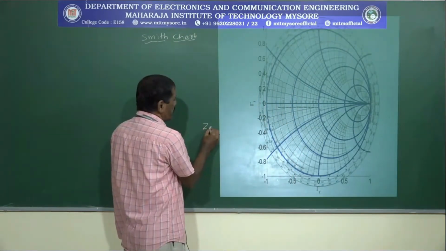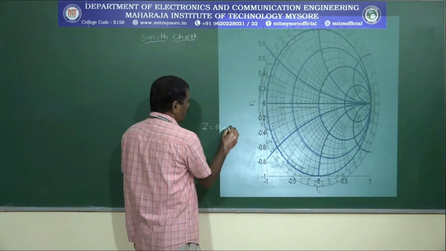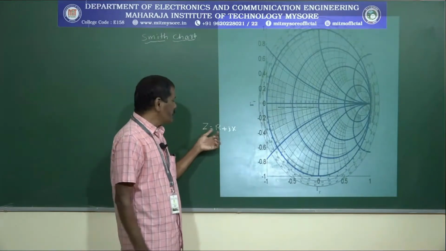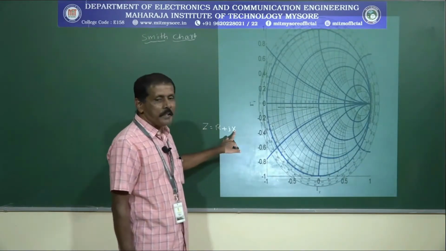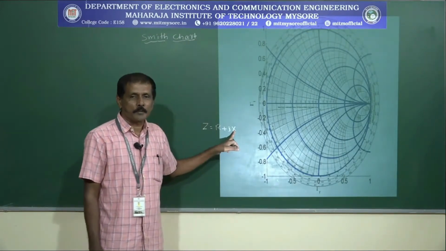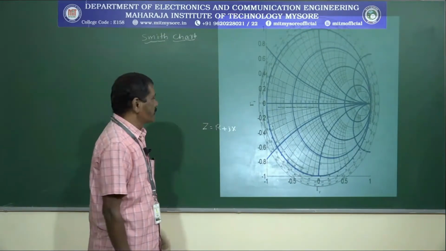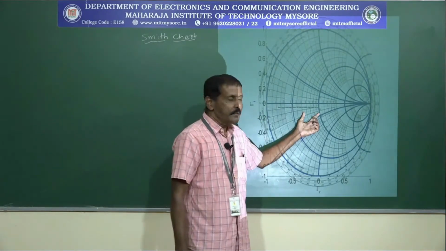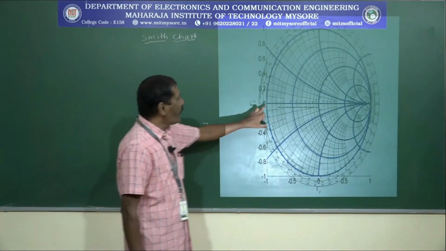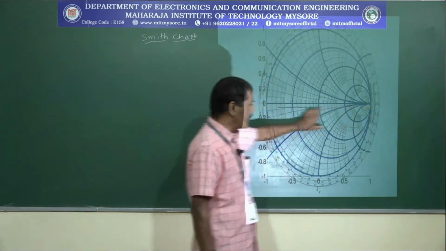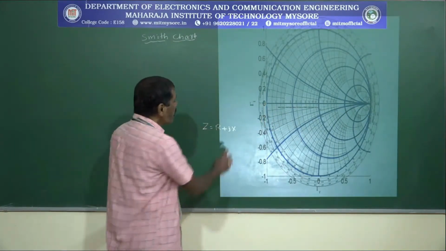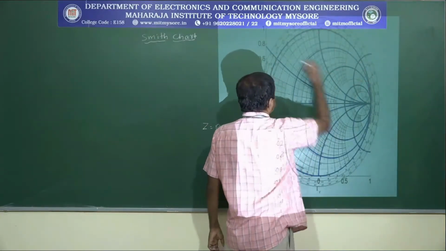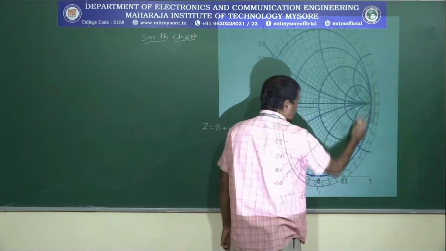An impedance is generally written as Z equal to R plus jX. This X may be a capacitive reactance or an inductive reactance. Now, we want to plot this impedance on the Smith chart. Whatever this R is, we take it along the horizontal axis, and for jX we take these blue lines that are present in the chart.